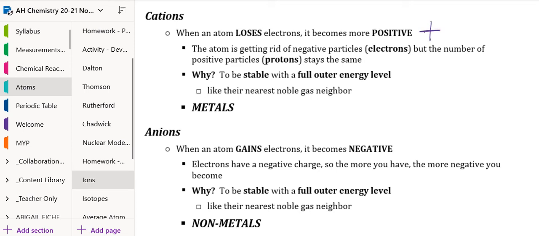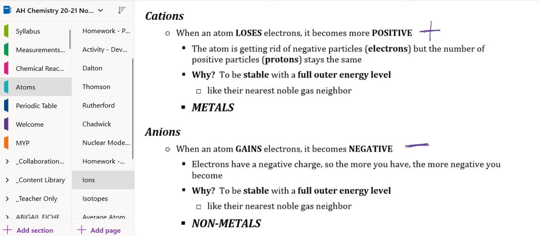And again, the reason why atoms form ions is to be stable, like their nearest noble gas neighbor. And when we talk about cations, the type of elements that form cations are metals. So if you encounter an ion with a positive charge, it's going to be a metal. And then anions are atoms that gain electrons. So if an atom gains electrons, is it going to have more protons or more electrons? More electrons. And what is its net charge going to be? Negative. Very good.